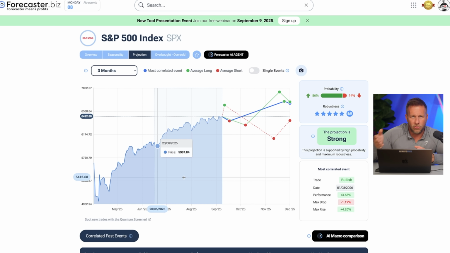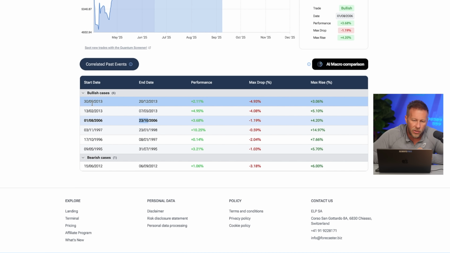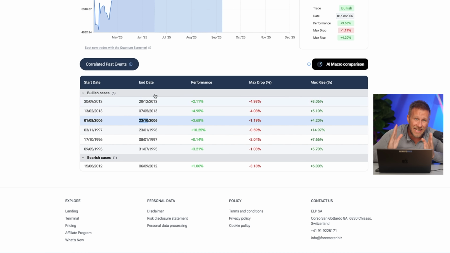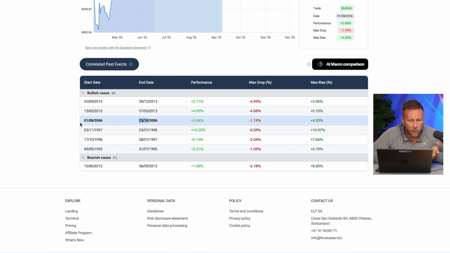Okay, because we know patterns repeat themselves. And then what it's going to do is, based on all of those historical patterns, project the average, most high probability move based on what happened historically. So if we look below, you can see all of the identical patterns that happened between these 3-month periods. So the first one here is the 1st of August 2006 to the end of October 2006.